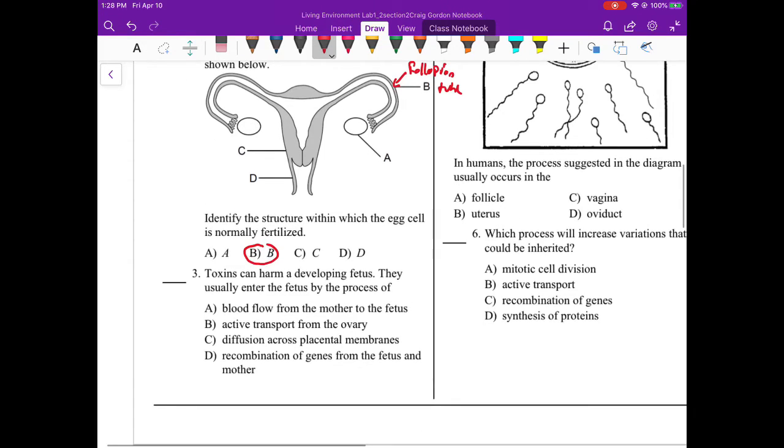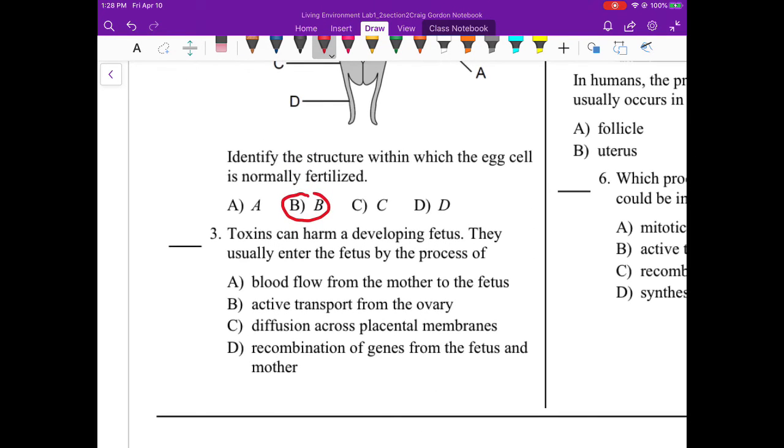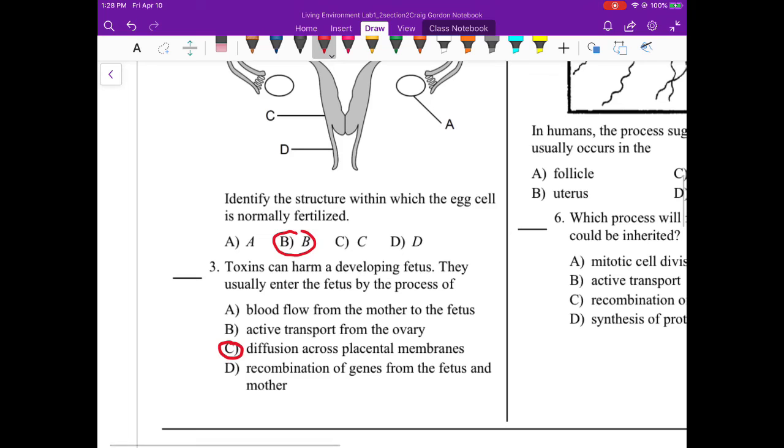Number 3, I talked to you guys a little bit about toxins and how they're harmful to a developing fetus. The fetus is way smaller than the mother, as well as it is making organs when it is developing. So it says toxins can harm a developing fetus. They usually enter the fetus by the process of what? It's going to be diffusion, and that's going to be across the placenta, and that's going to be important. You have diffusion of nutrients across the placenta, as well as waste back the other way.